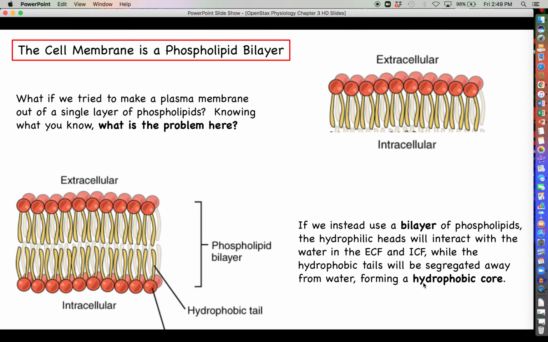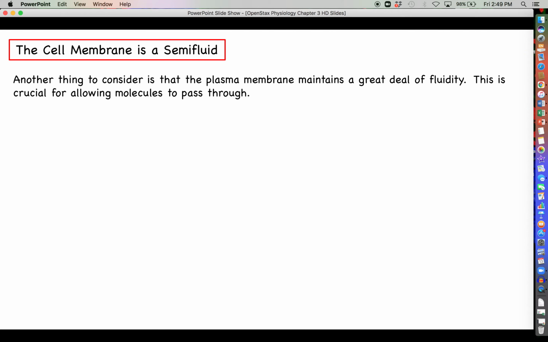This is another example of a hydrophobic interaction. It's a very, very stabilizing interaction that arises from hydrophobic molecules interacting together so they don't have to interact with water. Very stabilizing, and a good reason why the cell membrane holds together as well as it does.